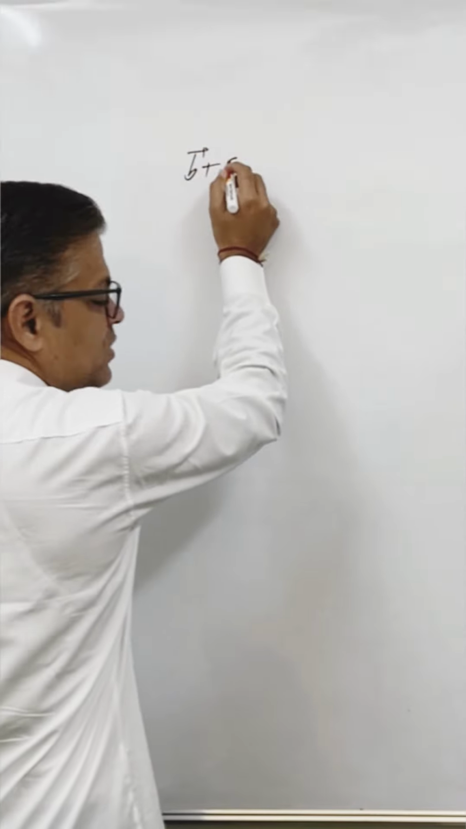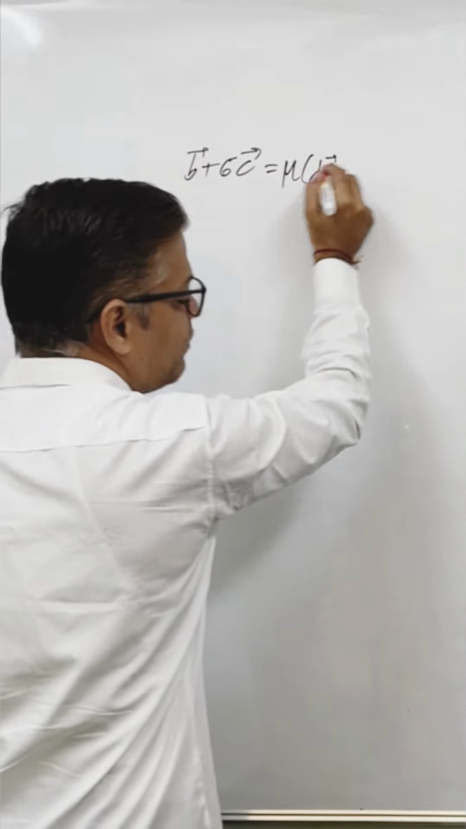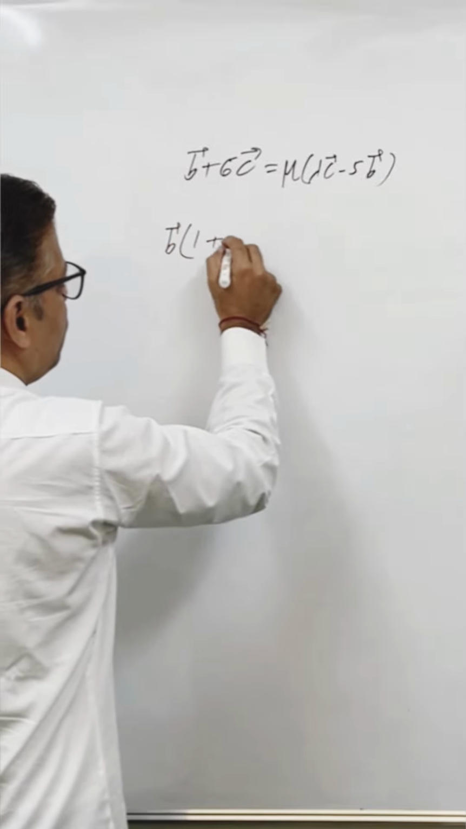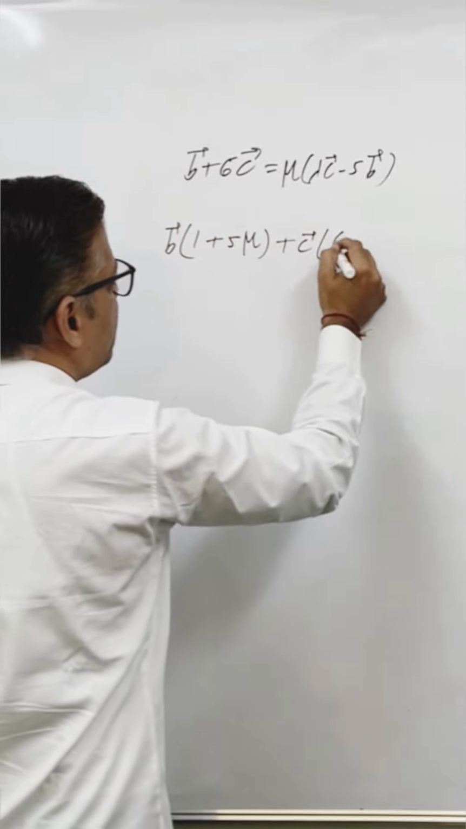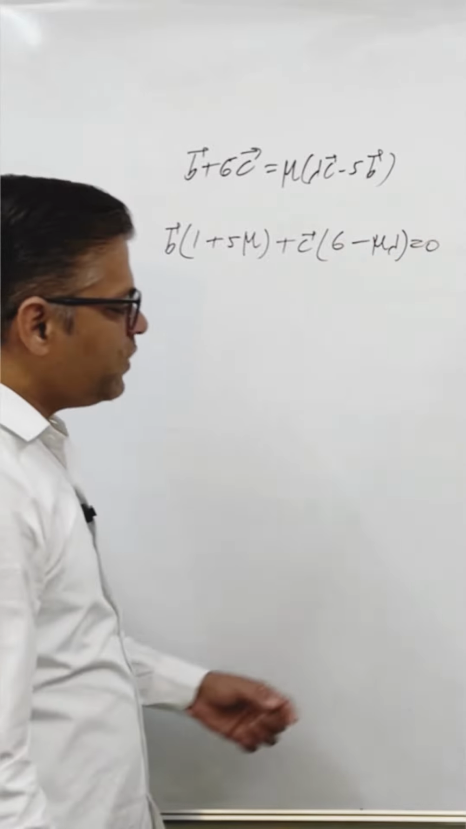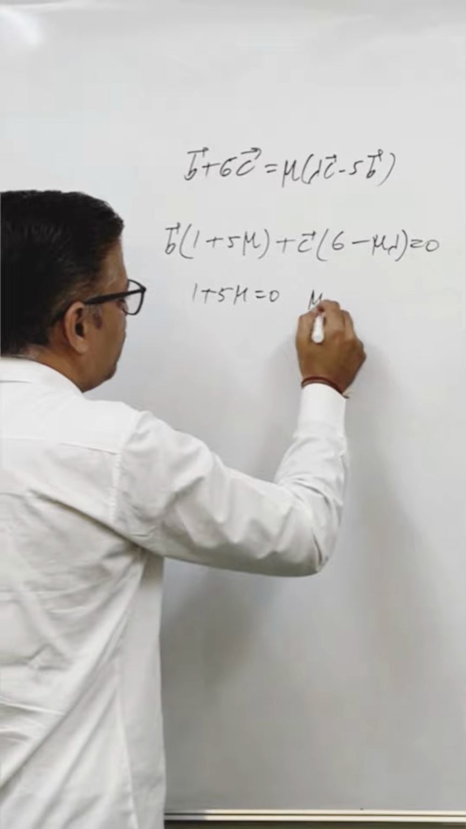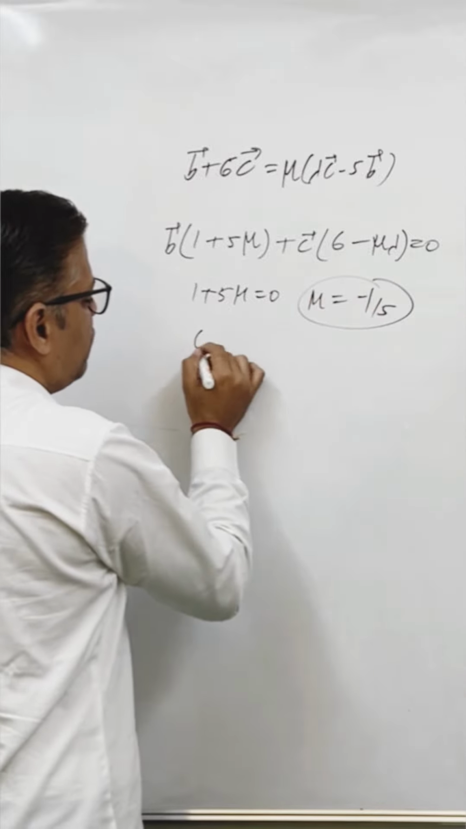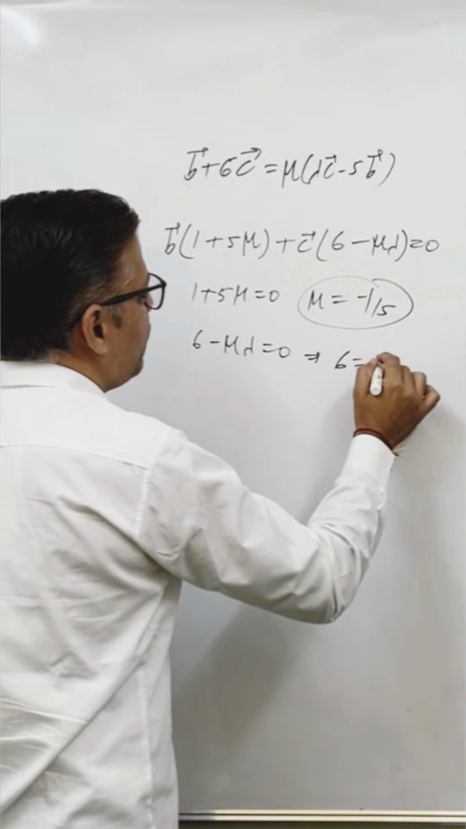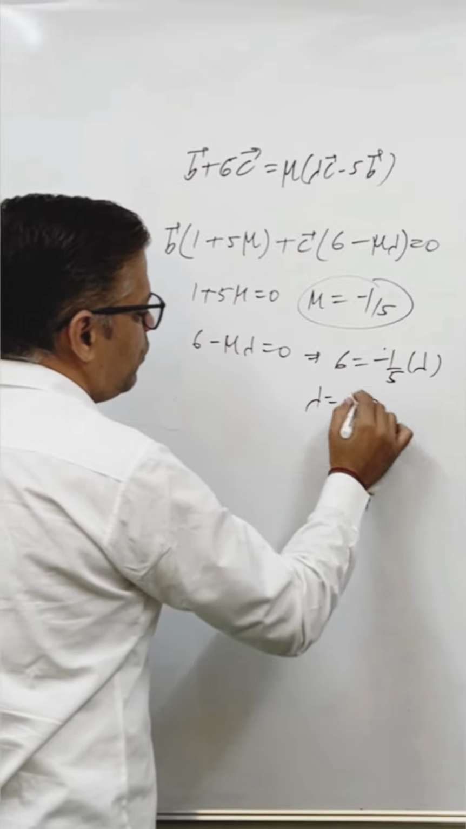So vector B plus 6C can be written as mu times the value of vector A, that is lambda C minus 5B. Now with vector B the coefficient is 1 plus 5 mu, and with vector C it can be written as 6 minus mu lambda, and both are equal to 0. As we discussed, x and y are equal to 0. So 1 plus 5 mu will be equal to 0, that is mu is equal to minus 1 upon 5, and 6 minus mu lambda is equal to 0 implies that 6 is equal to mu lambda. Mu is minus 1 upon 5, so lambda will be equal to minus 30.